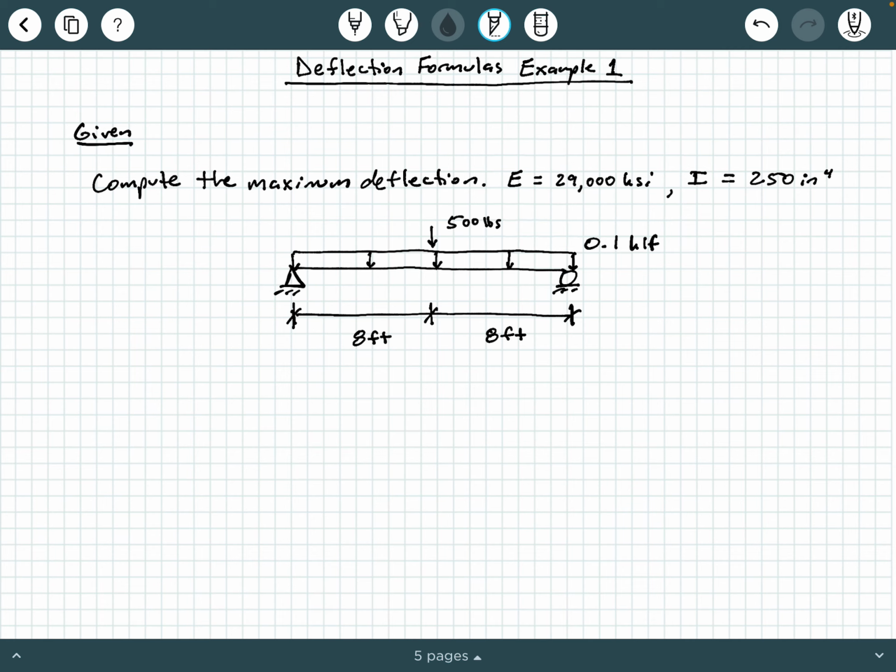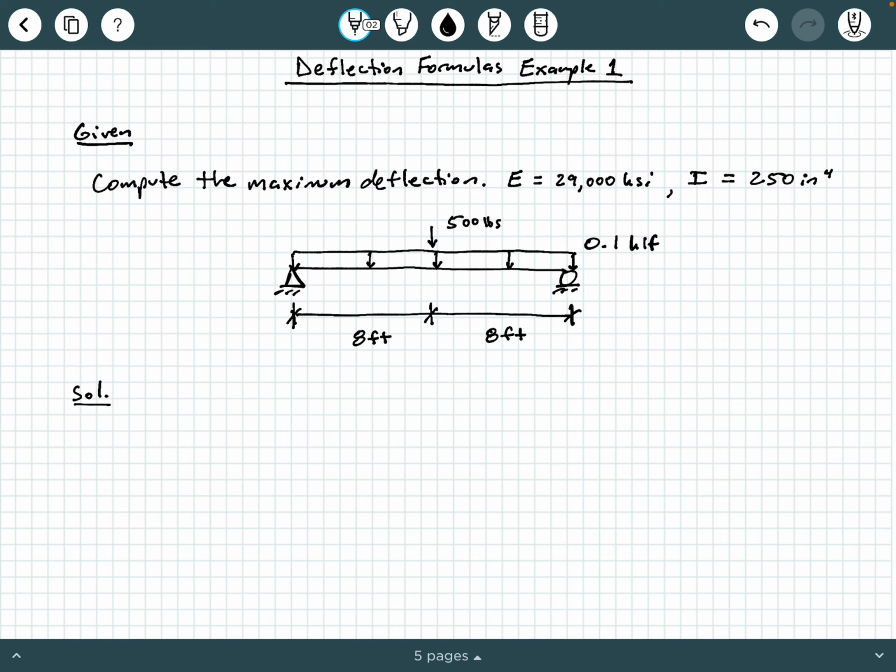In the given information, we're being asked to compute the maximum deflection, and we're told that the modulus of elasticity of the beam material is 29,000 KSI, so that's steel, and the moment of inertia is 250 inches to the fourth. Here we have a simply supported beam with a point load of 500 pounds in the middle and a uniformly distributed load over the entire length of 0.1 KLF. So how do we go about this? Well, again, we want to use the deflection formulas that are applicable for these loading cases.